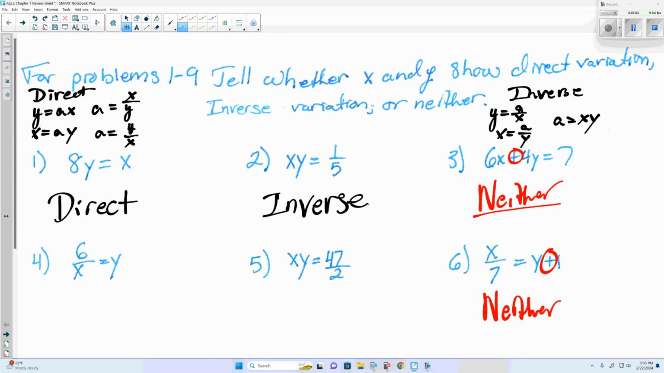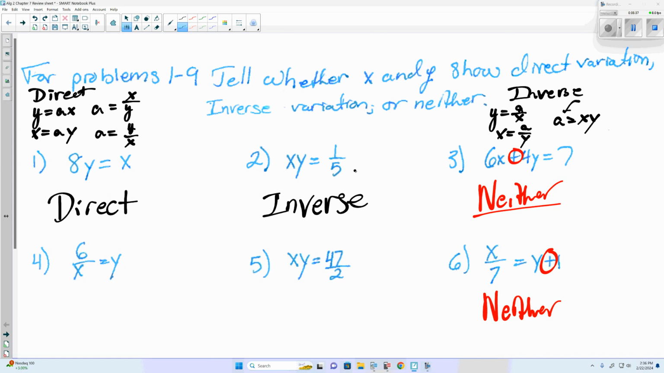And this would be inverse. Y is equal to a over x. X is equal to a over y. Or a is equal to x times y. And a, again, I didn't state this earlier, a is just a number. So a is standing for the place of any number, fraction, whole number, any of them. So here, a is just a constant term. So for number 2, a is 1/5. So it's just taking its place.